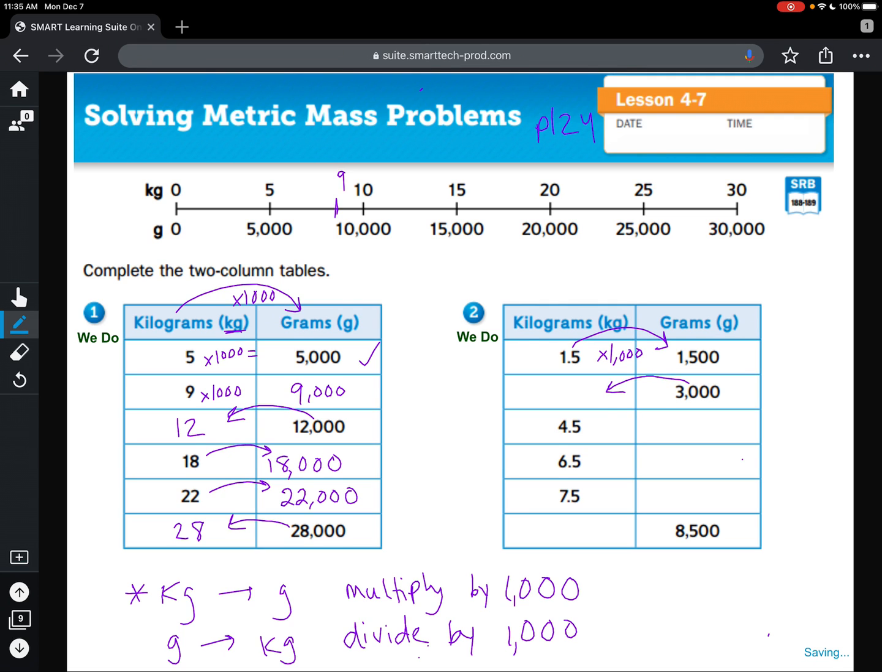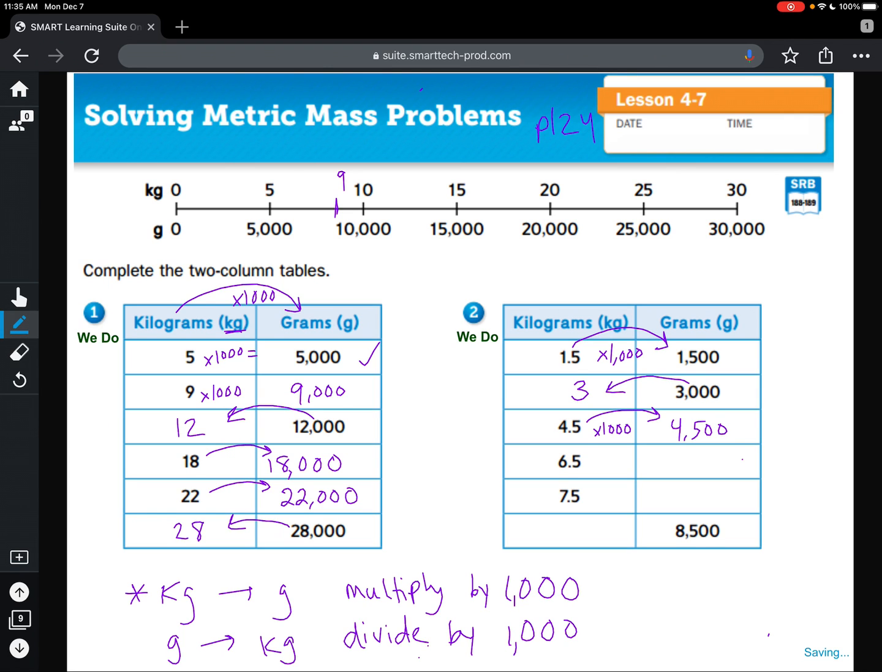For the next one, I went from 3,000 grams, and I have to figure out how many kilograms that is. So I'm going from grams to kilograms. What should I do? I need to divide by 1,000, so I'll get 3,000 divided by 1,000 is 3. Oh, now I go back from 4.5 kilograms is how many grams? So I'm going to do 4.5 times 1,000, and I get 4,500.